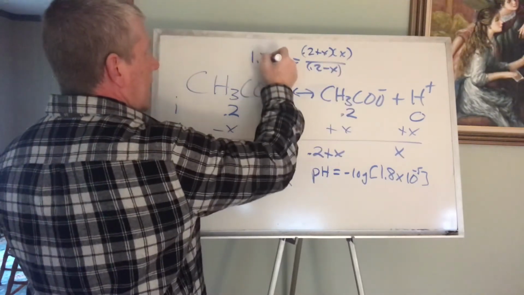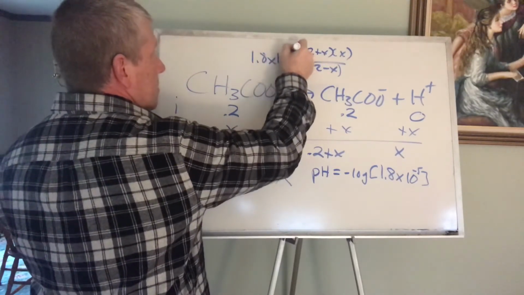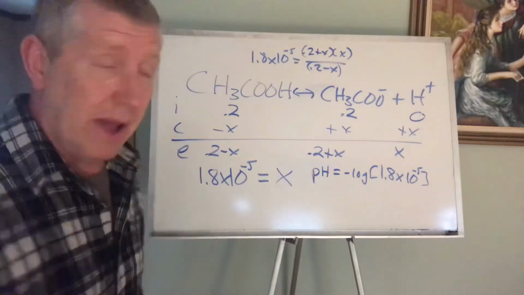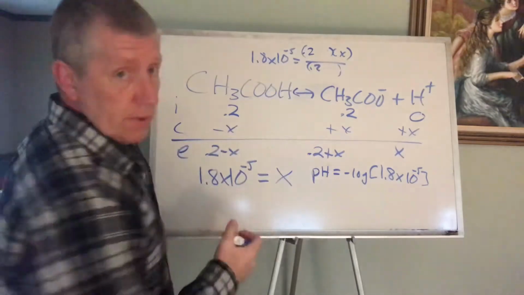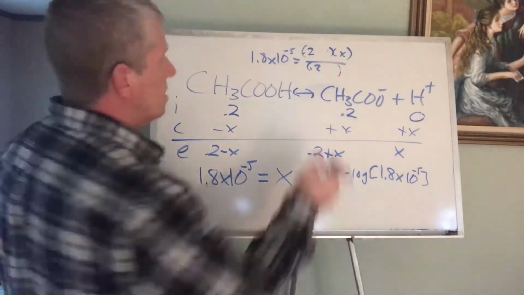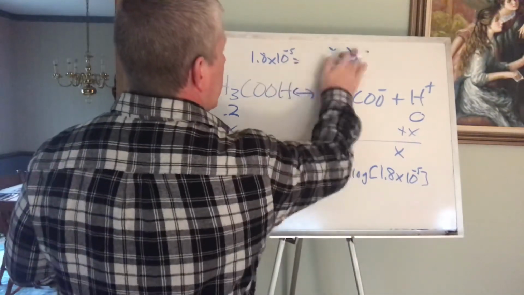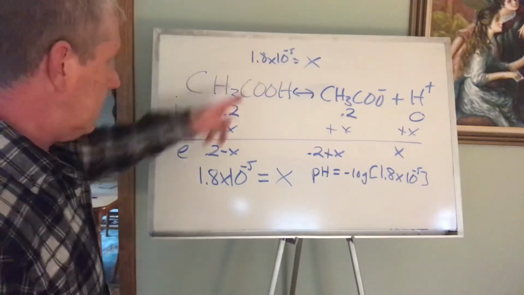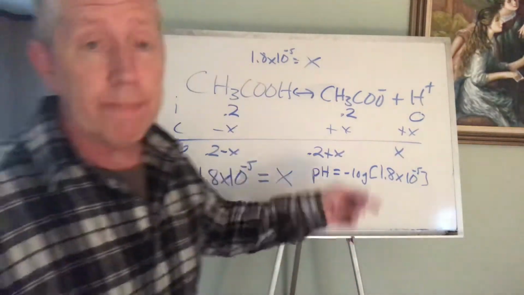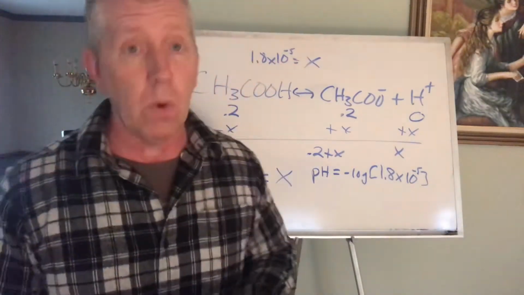I mean, some of you already know. You know what's going to happen. Same thing as last time. These X's are small. The 0.2's cancel. So I'm left with X. It's the same X value we had before. We would have a pH of 4.74.